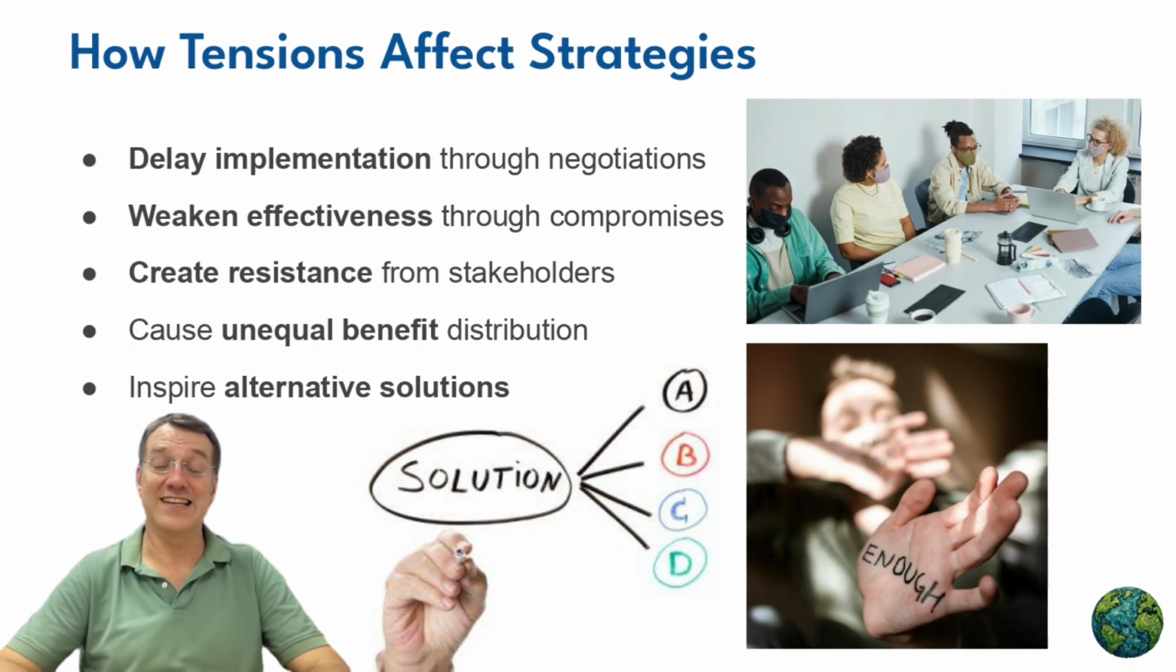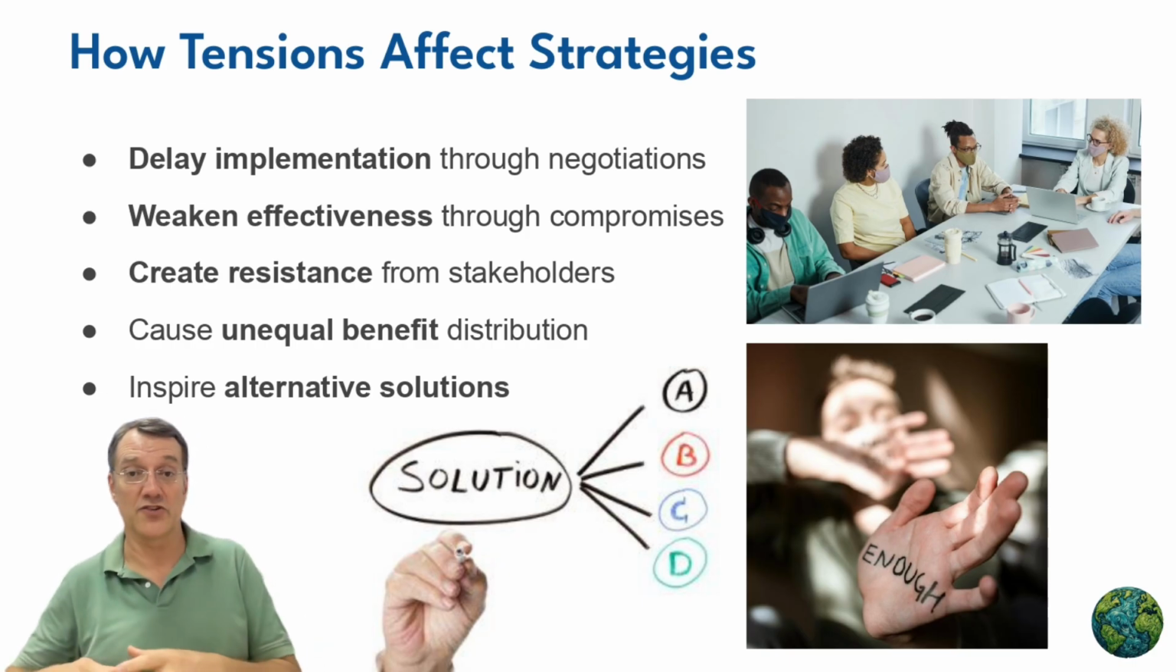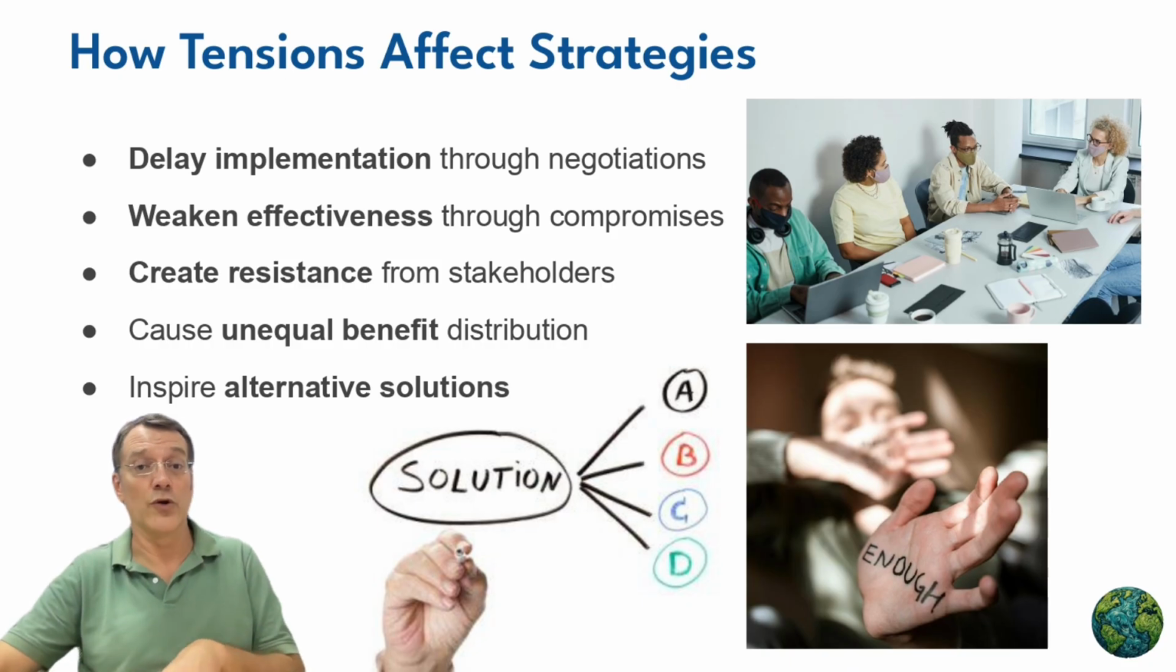Tensions can affect strategies in several specific ways. They can delay the implementation through prolonged negotiations between stakeholders that are trying to reach an agreement. They can weaken the effectiveness through compromises where the final strategy is so watered down that it doesn't really address the problem. Tensions can create resistance from stakeholders who actively oppose or sabotage strategies that they disagree with, or who didn't get something included that they really valued.